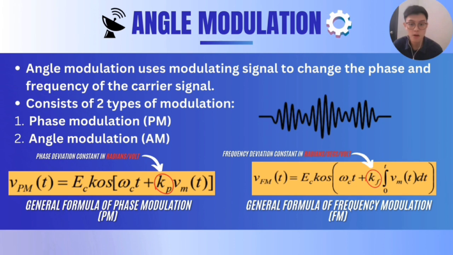Below is the general formula of phase modulation and frequency modulation. On the left hand side, Kp stands for the phase deviation constant in radians per watt, and on the right hand side, Kf stands for the frequency deviation constant in radians per second per watt. So the constant is the difference between these two formulas, and also the frequency modulation formula has the integration of the modulating signal.